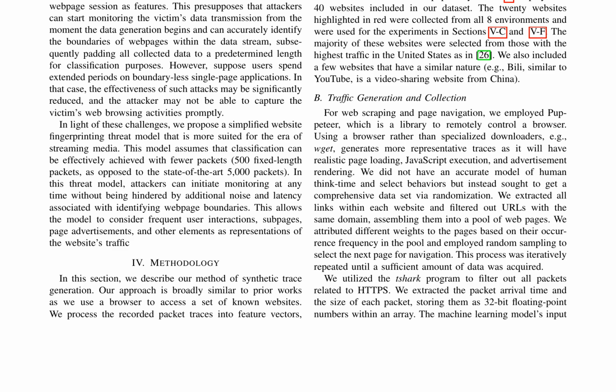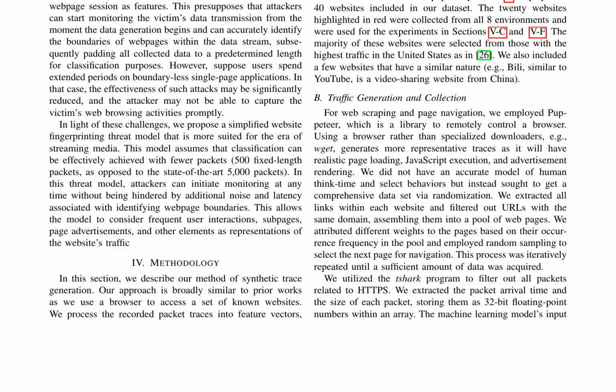To generate more representative traces, Puppeteer, a library to remotely control a browser, is employed. All links within each website are extracted, filtered, and assembled into a pool of web pages. Different weights are attributed to the pages based on their occurrence frequency, and random sampling is used to select the next page for navigation. This process is iteratively repeated until sufficient data is acquired.